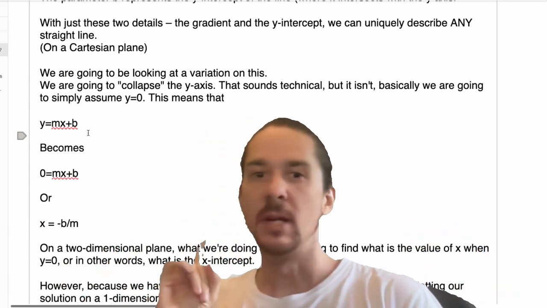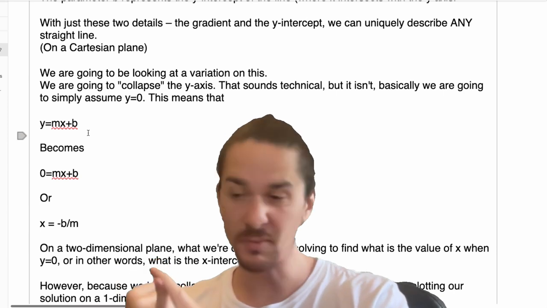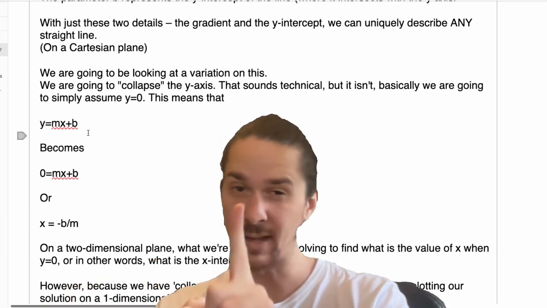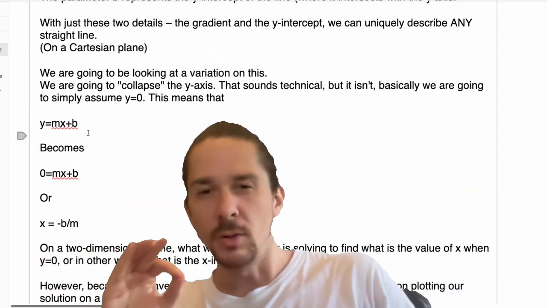There's some nuance here. The hardest ones to describe are vertical lines, and the reason they're hard is the gradient is infinite and they have no y-intercept. Well, technically, they can have a y-intercept if they're on the y-axis, in which case they have infinite y-intercepts. But we're going to look at that type of equation today.